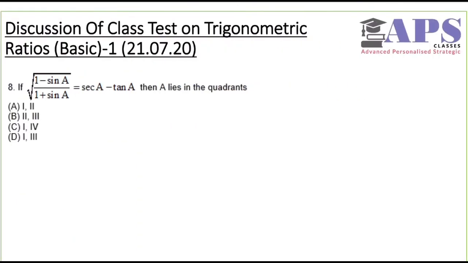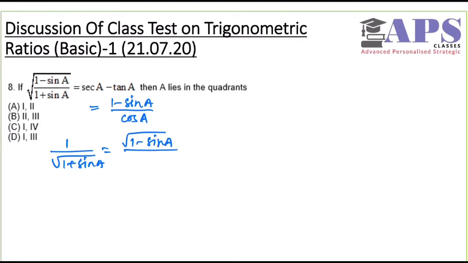In question number 8, if we simplify the right hand side first, it is 1 by cos A minus 1 by tan A, which gives (1 minus sin A) by cos A. Now you can see that if I take a whole square both sides, or if I just cross multiply, then one of the root over 1 minus sin A will be cancelled. So I will get 1 by root over 1 plus sin A equal to root over 1 minus sin A by cos A.